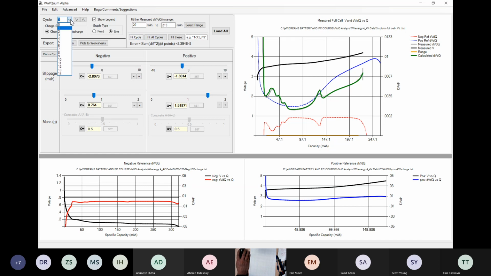And then you can advance to another cycle. Let's go to cycle 12. So now we're on cycle 12. Not much has happened in the first 12 cycles, obviously, for a good lithium-ion cell, but there are some minor differences, and you can fit this cycle, and it'll do that, and there you go. So this program is really very useful to try to figure out what's happening in lithium-ion cells as they test over time. And I'm going to show you some case studies now where this program was used to figure out what was going on.